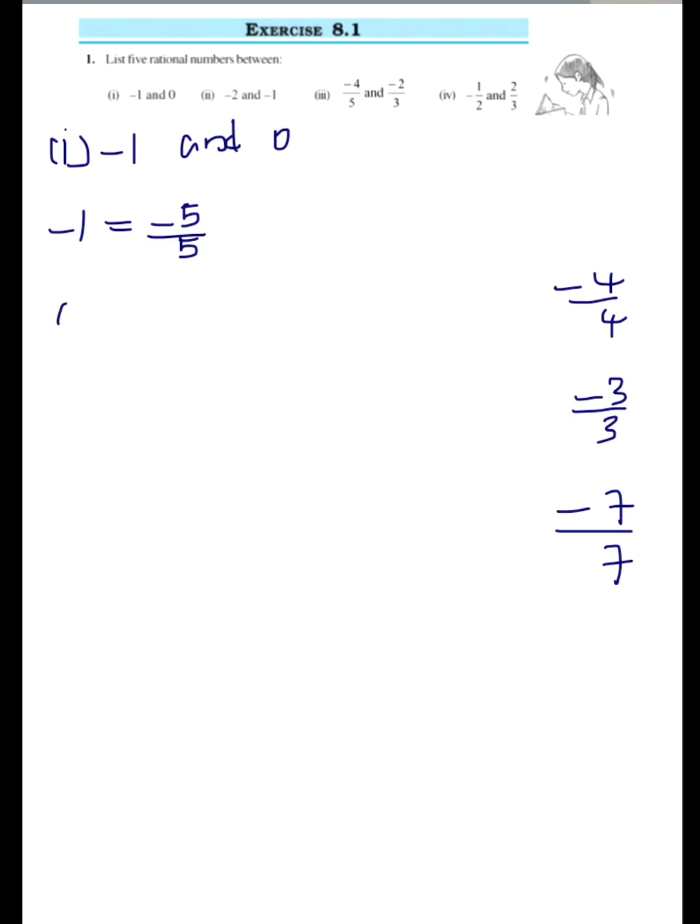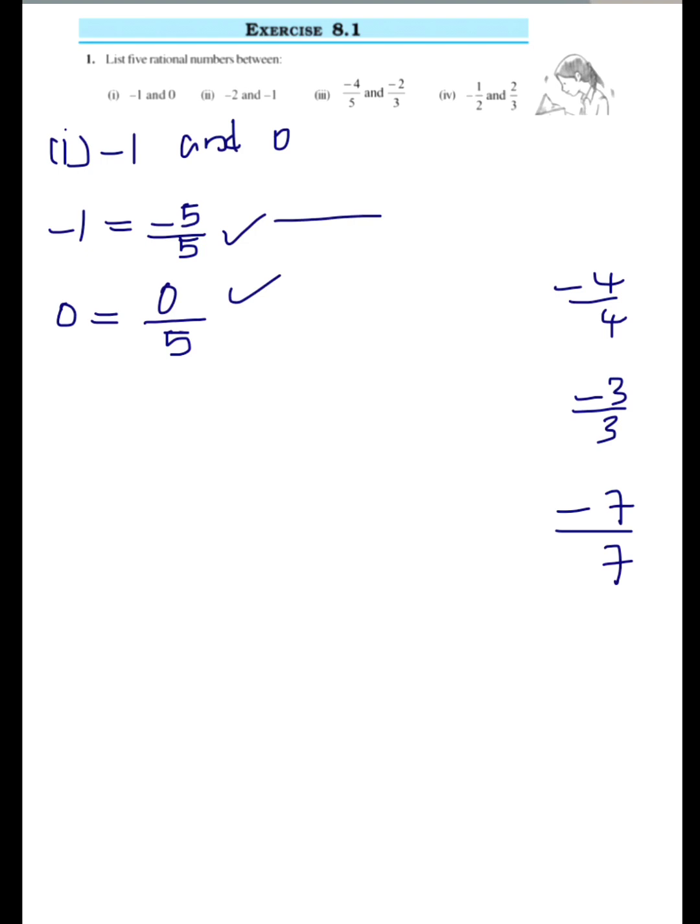Now how will you write 0? While writing this 0, its denominator should also be the same. That means here I have taken 5 as the denominator, so here also it should be 5. So 0 equal to dash by 5 means it will be 0 by 5. Okay. So I have taken minus 1 as minus 5 by 5 and 0 as 0 by 5.